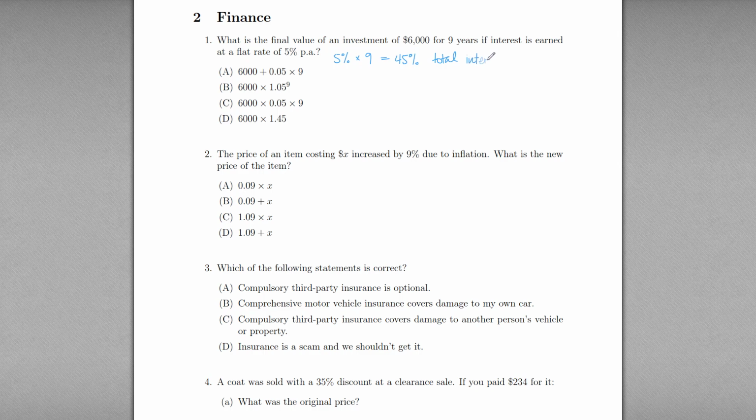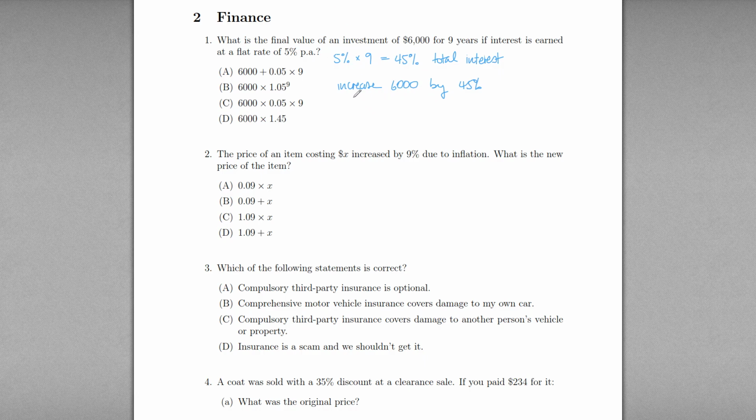Which means if you want the final value of this investment, we just need to increase our initial $6,000 by 45%. Okay, it only works like this for simple interest. For compound interest, we have to update the values every single year or every month. But because it's simple interest, we just go 5% times 9 is 45% total. We don't care about updating values.